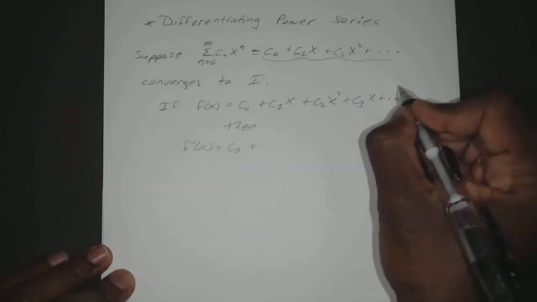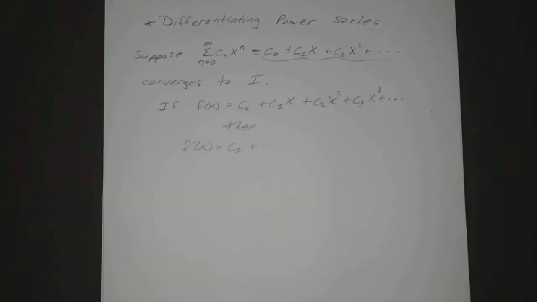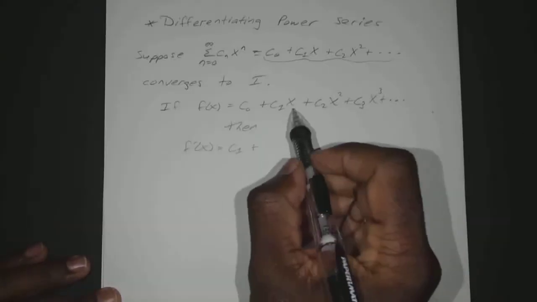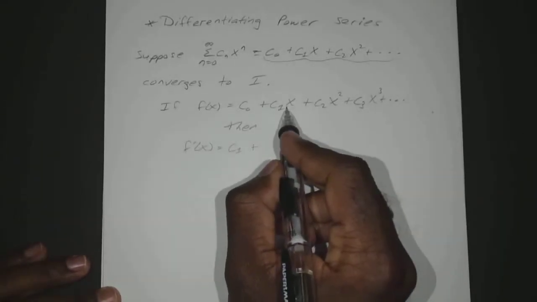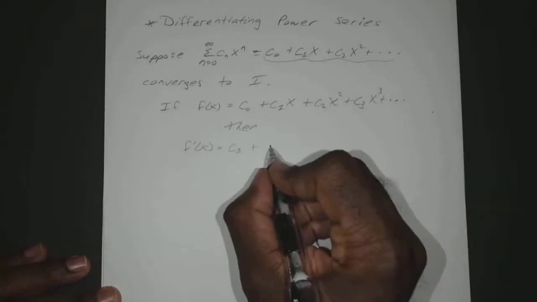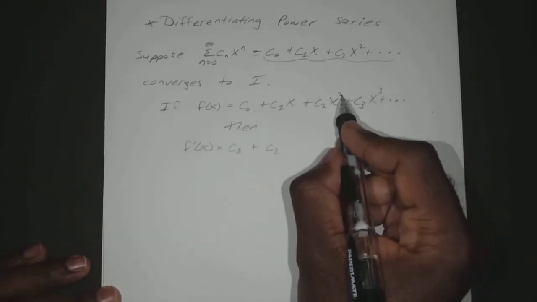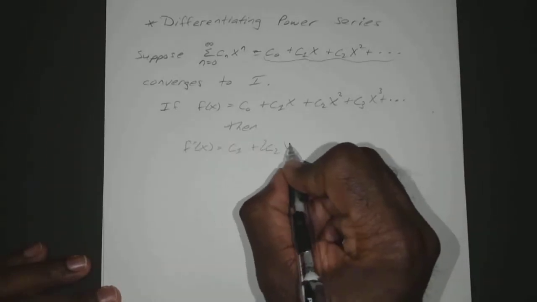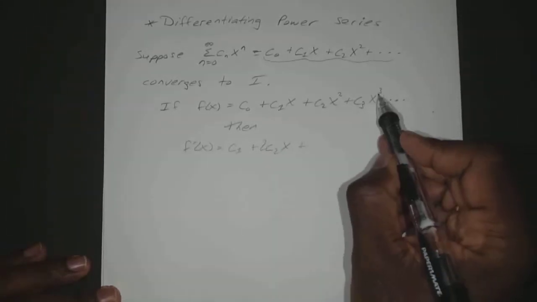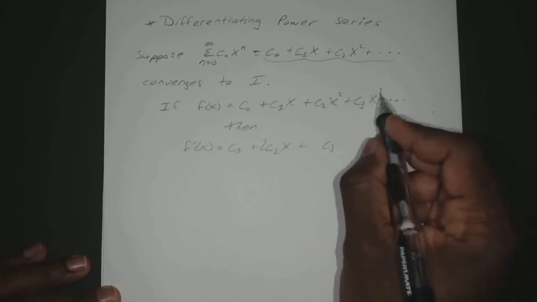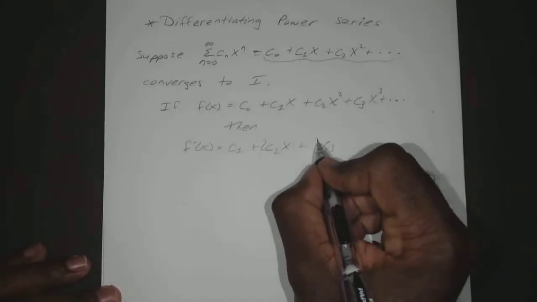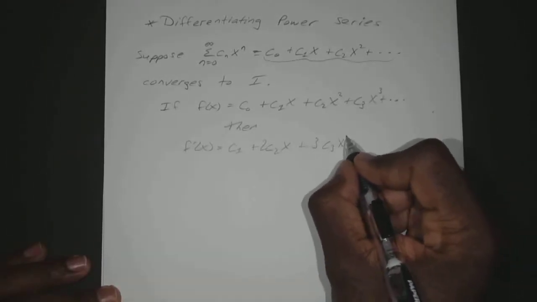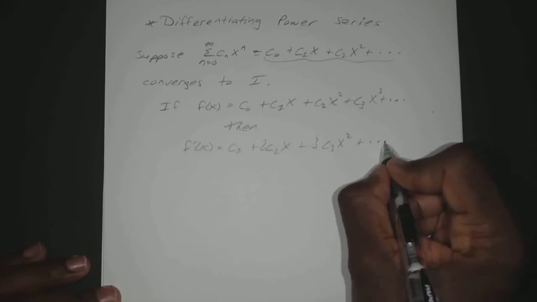Forgot my cubing. Okay, so you have your c sub 1, then your c sub 2 is here. And differentiate this term, you just bring down your 2 and subtract 1. You have your c sub 3, bring down your 3 and subtract 1. And it keeps on going and going and going.